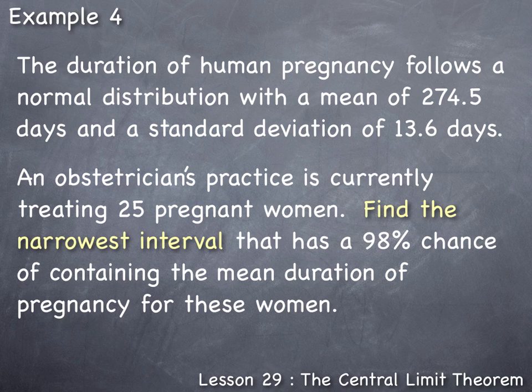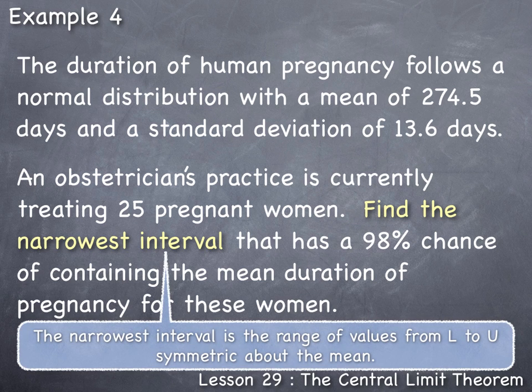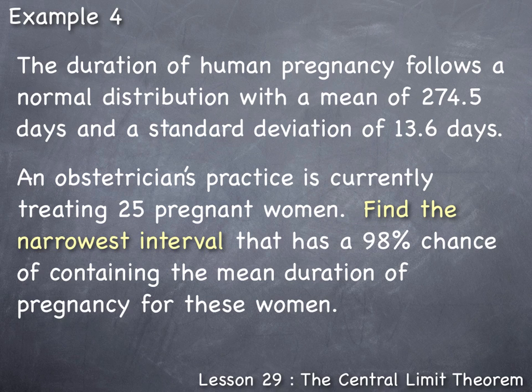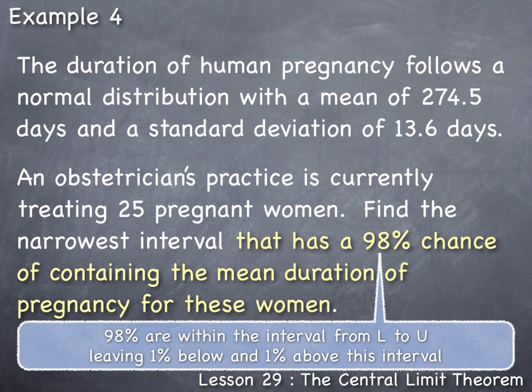Well, here to find the narrowest interval is the range of values from L to U, which is symmetric about the mean. So the answer for the narrowest interval would be the two values, L and U, which define the interval. Now what's special about this interval is that it has a 98% chance of containing the mean duration of pregnancy for these women. The 98% tells us that 98% are within the interval from L to U, which leaves us 1% below the interval and 1% above the interval.